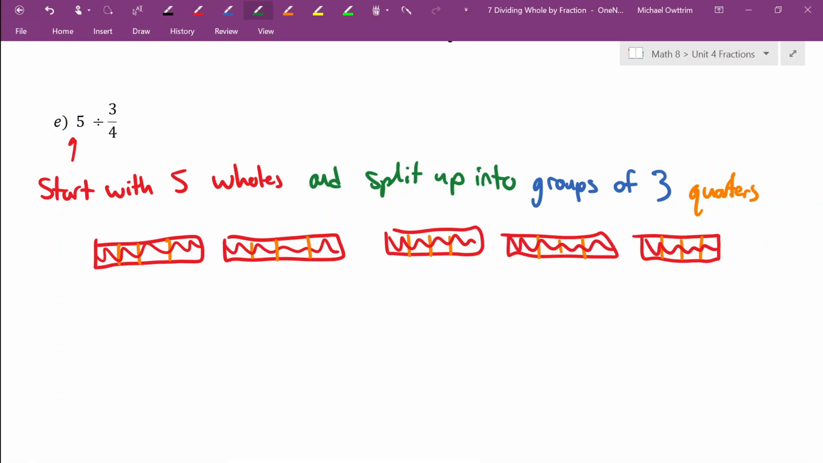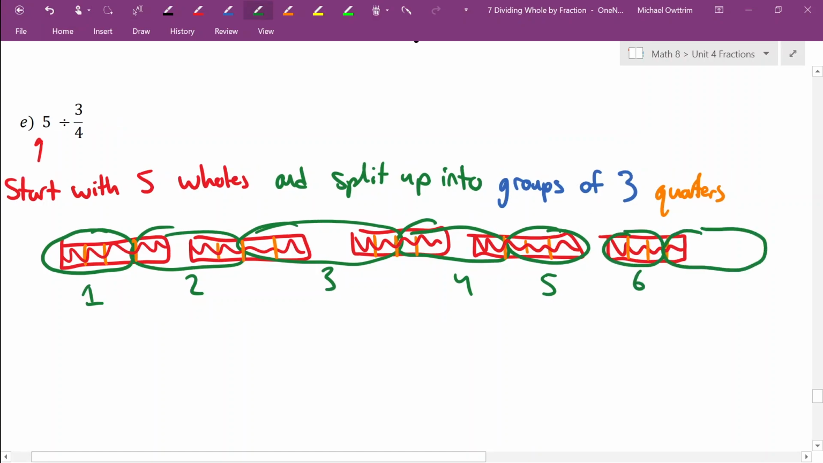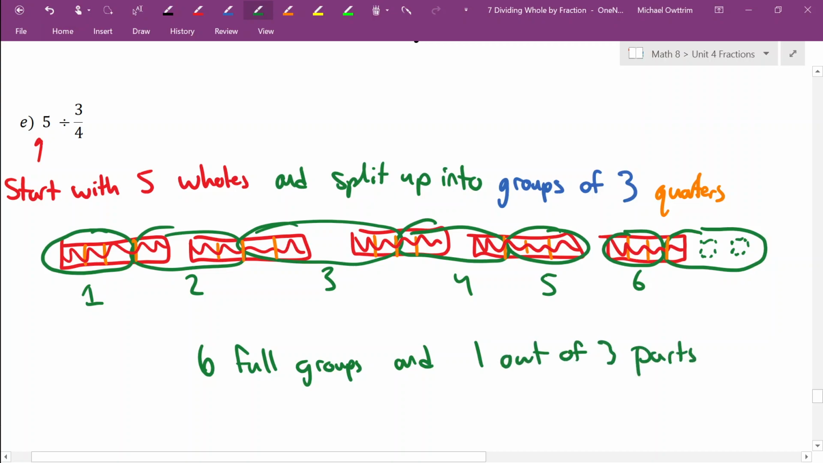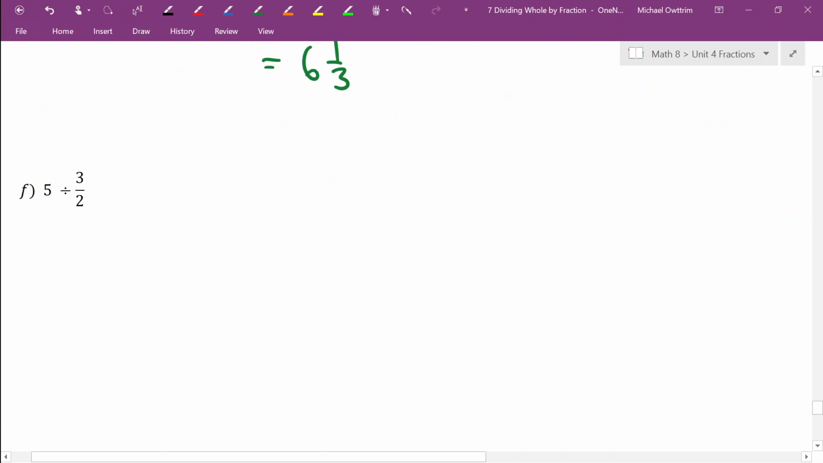And we want to circle groups of 3 parts. So there's 3 parts. That's group number 1, 2, 3, 4. Oops, draw that a little bit neater. 5, 6. Then again, we've got 1 leftover piece, and we want to keep in mind that a full group would have 3 pieces. So we have 6 full groups and 1 out of 3 parts needed in that last group. So that's going to be the mixed number 6 1/3 as our quotient.